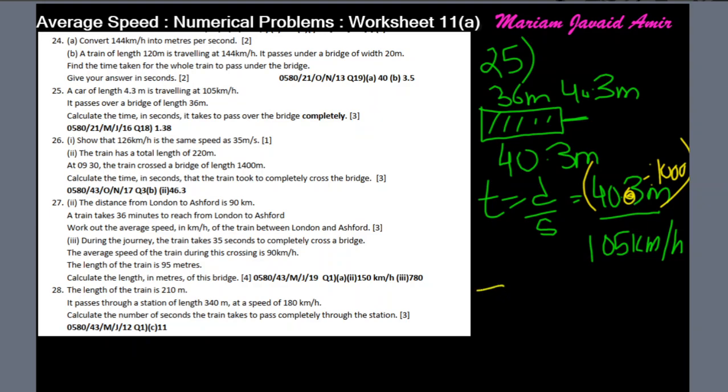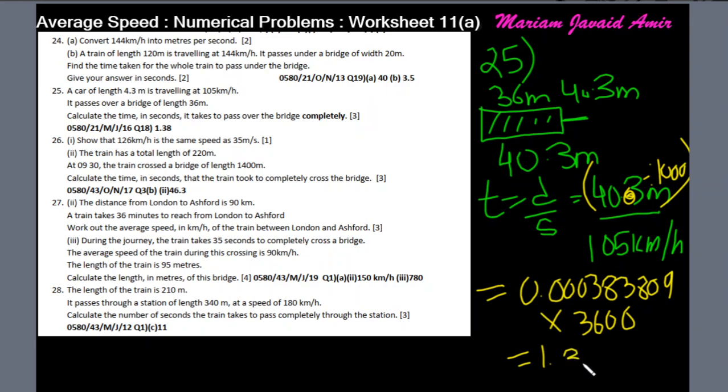This gives the answer in hours, 0.00383809. Multiply it with 3600 to get the answer in seconds, times 3600, and we get 1.38, which is the answer.